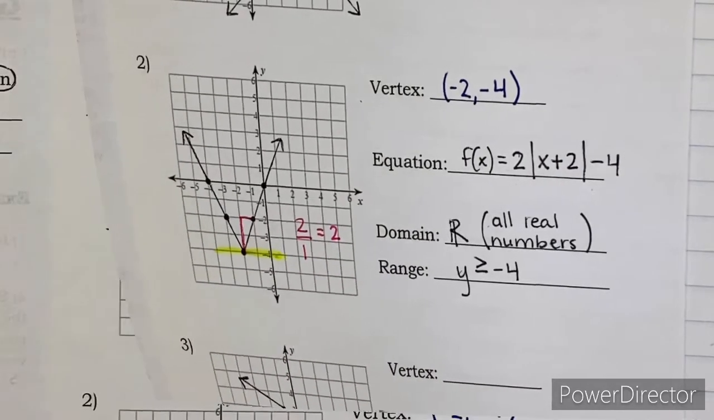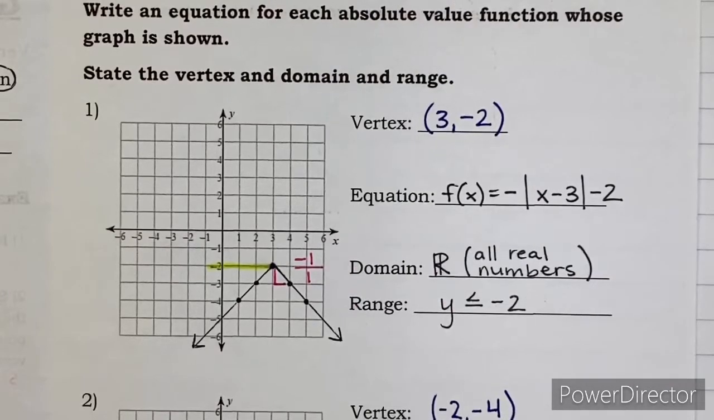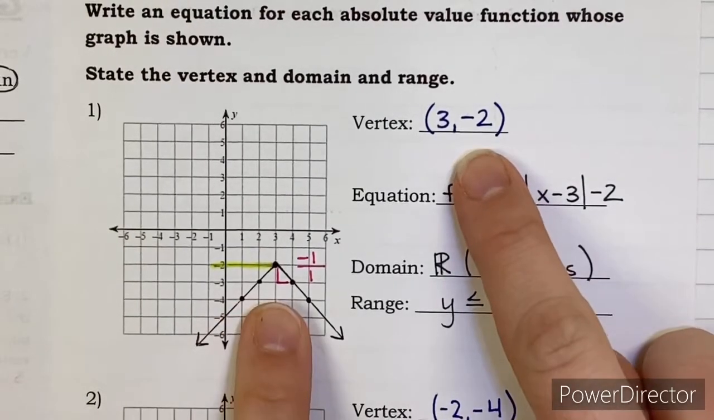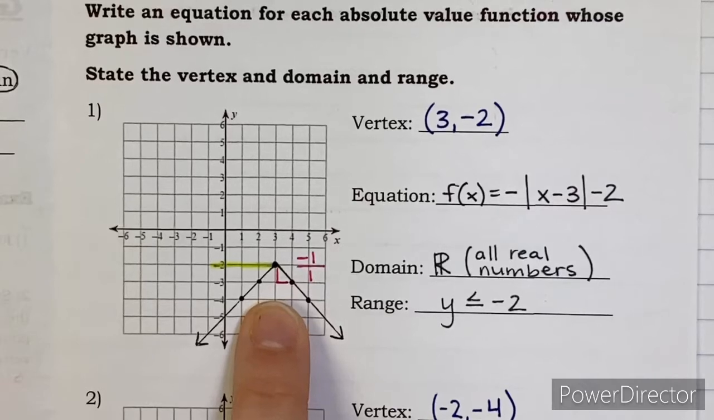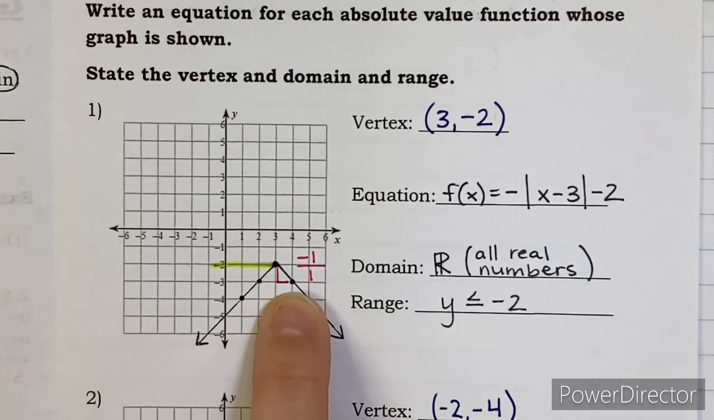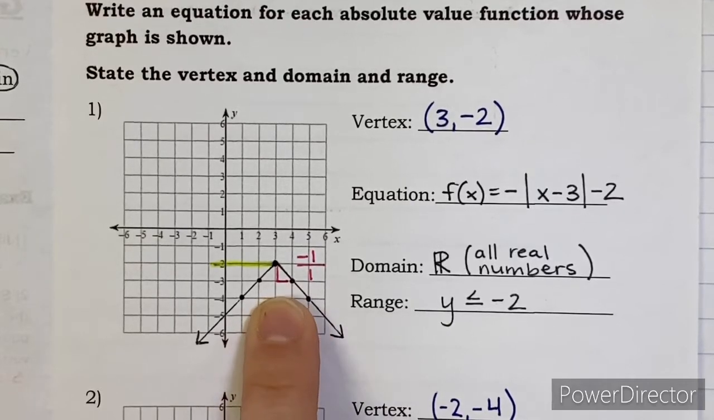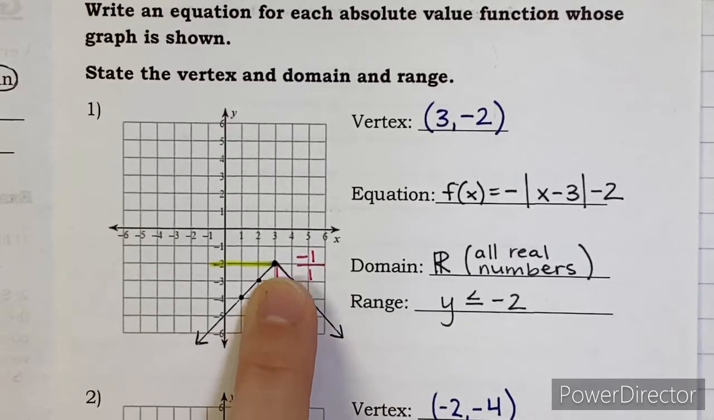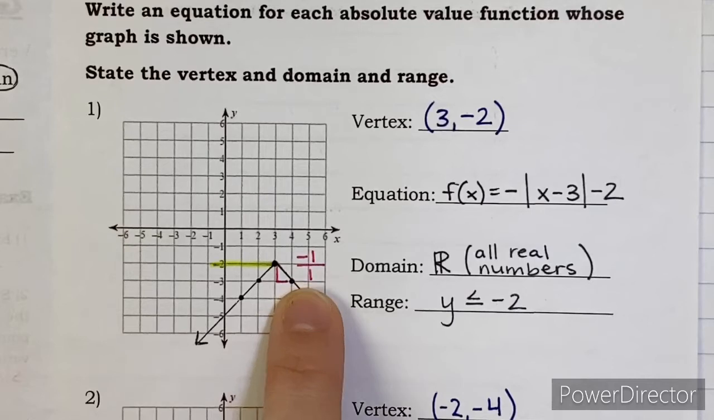As promised, I'm going to show you numbers 1 and 3 just to make sure that you have the correct answers in your notes. So, number 1, vertex at 3, -2. The only thing that you needed to be careful with number 1 was the slope part. So, remember, it's only the right-hand side. We're going to go down 1, right 1. So, the fraction is -1/1.